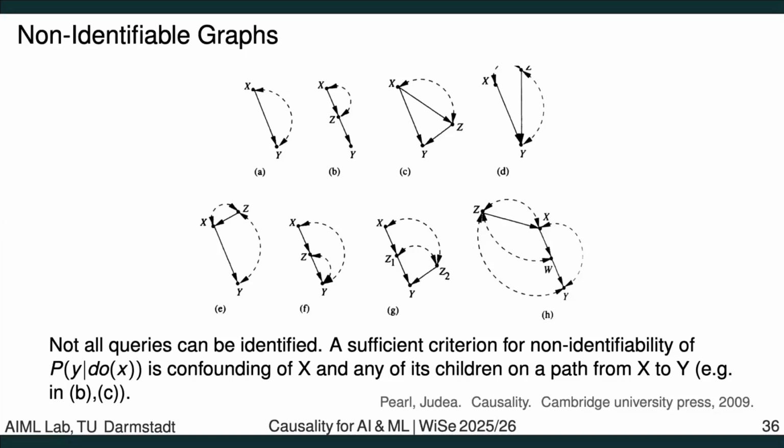Would it be if you had a node between x and z, you could do front door adjustment and then... Yeah, exactly, right. That's the thing. So if we have a mediator in between x and z, then we do the front door adjustment and then we're fine again, right? But with these graphs as they are drawn here, we have no chance.